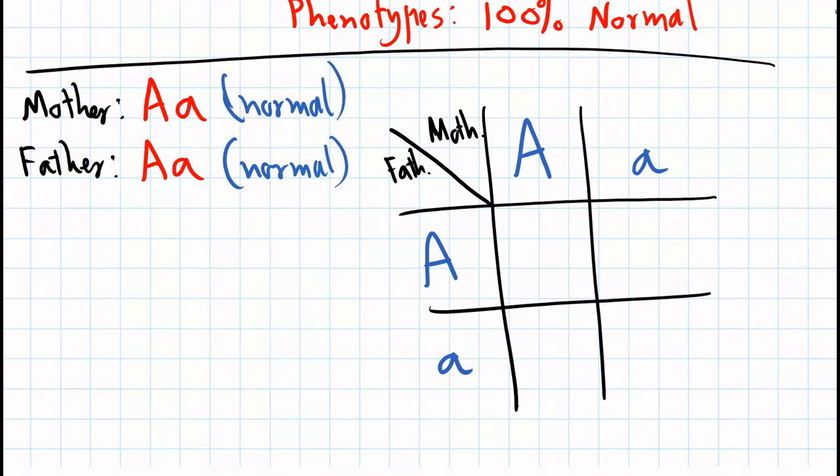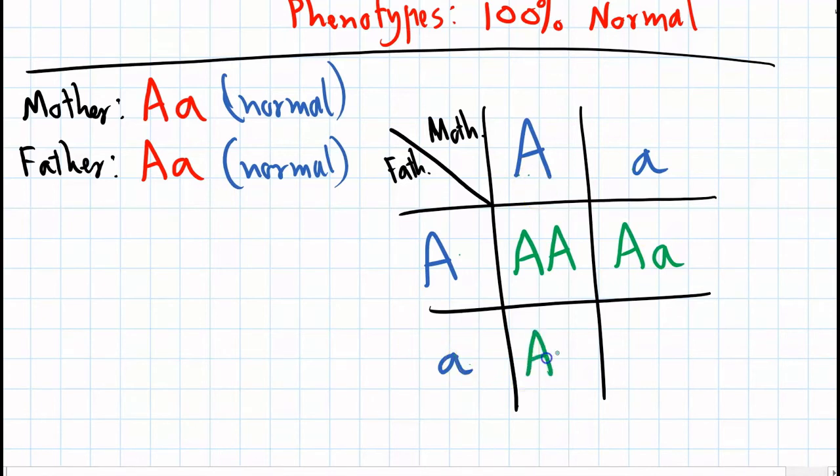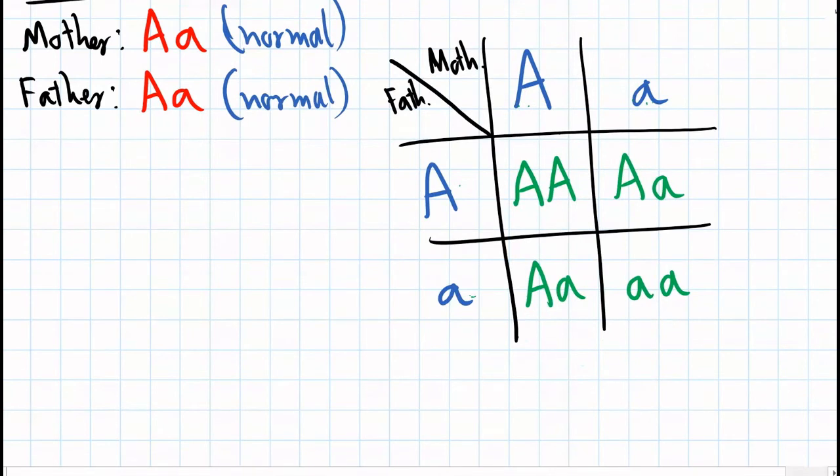So now it matters which two gametes join together when the mother and the father have children. So if these two gametes happen to come together, well then that child's going to have big A, big A. If these two gametes come together, that child's going to be heterozygous. The same if these two come together. And if these two gametes happen to come together, that child is homozygous recessive. So they're going to have albinism. Okay, so let's work out the percentages now.